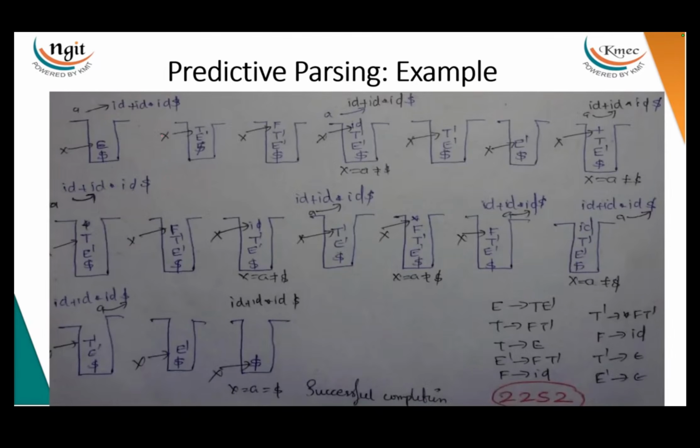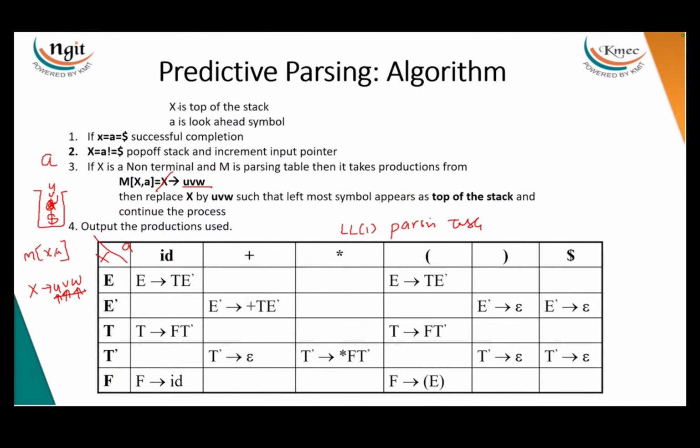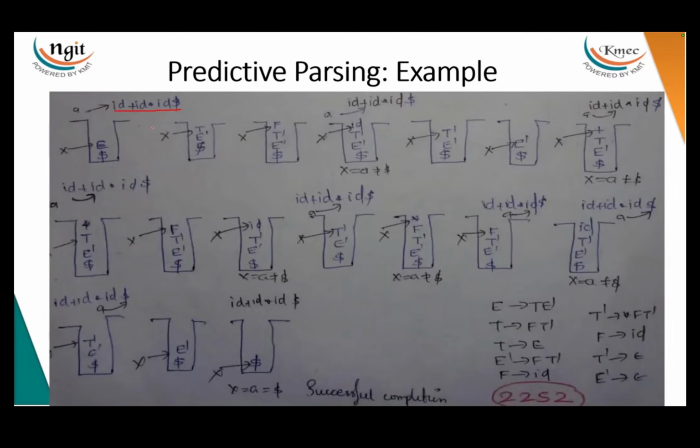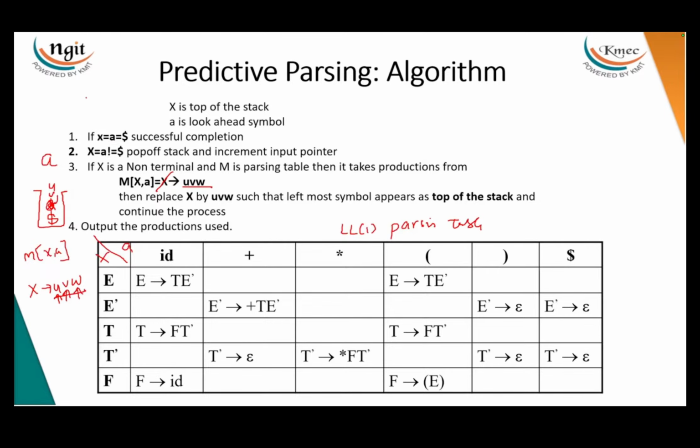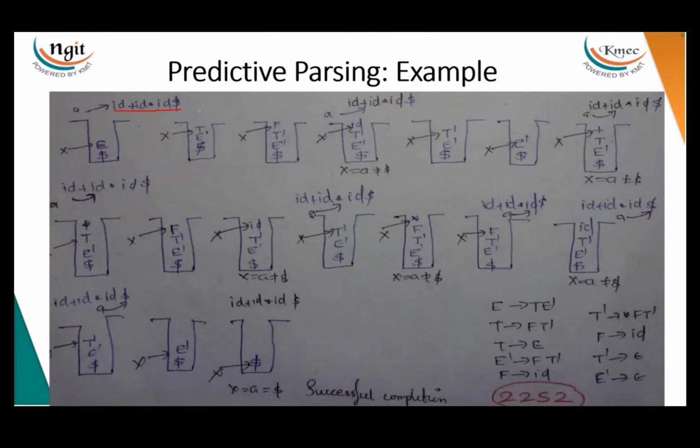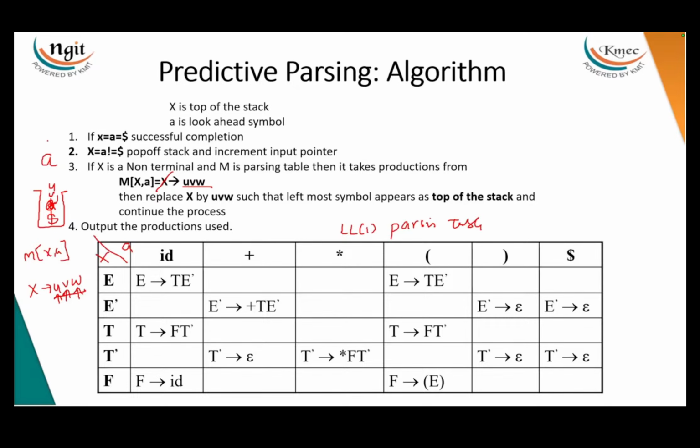See, our input string is id plus id star id dollar, and I'm going to use this table. Initially the stack contains dollar and the starting symbol E on top. Now X is E and a is id. Then we have to take the production from M of X comma id, that is M of E comma id. What is the production in E comma id? E tends to T E dash.